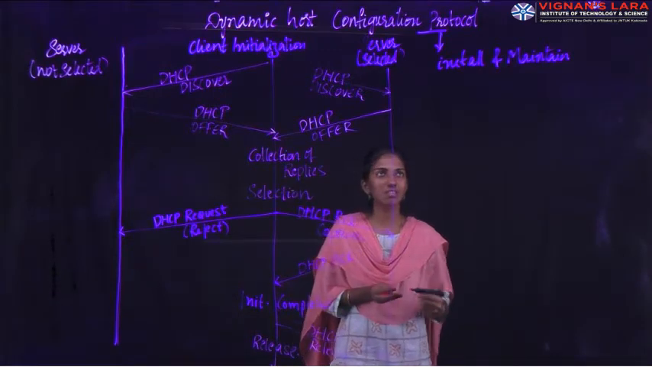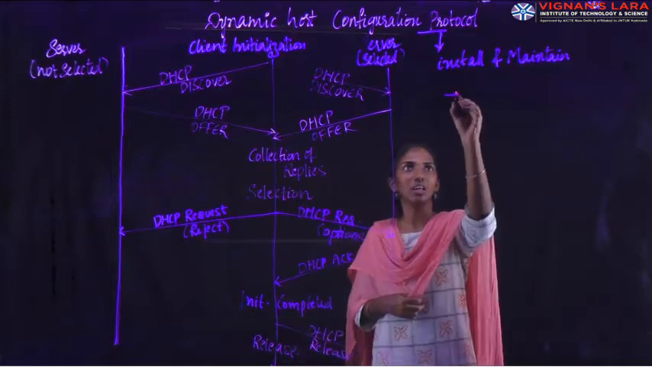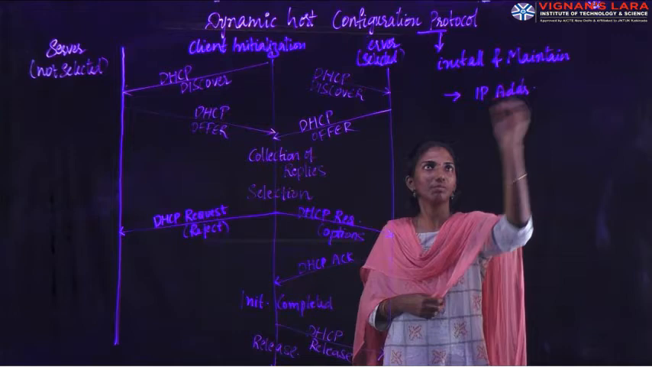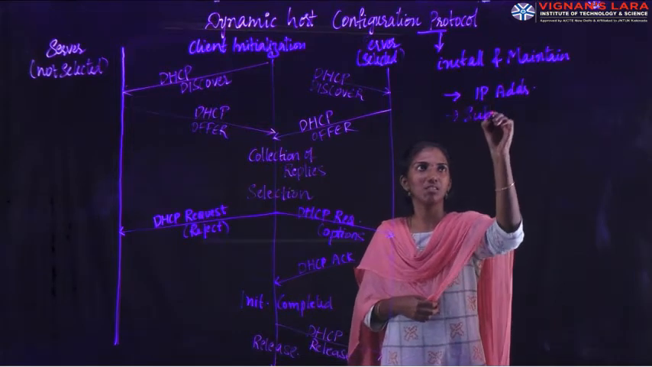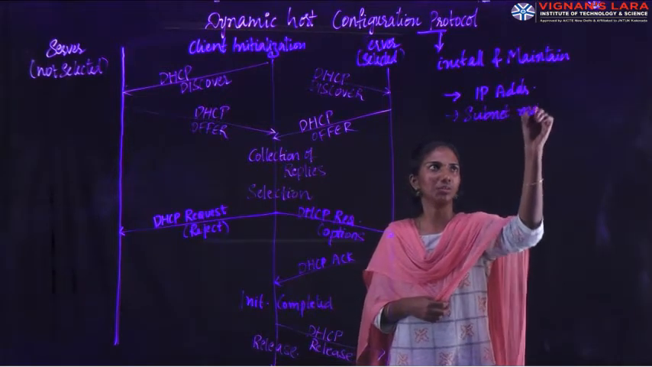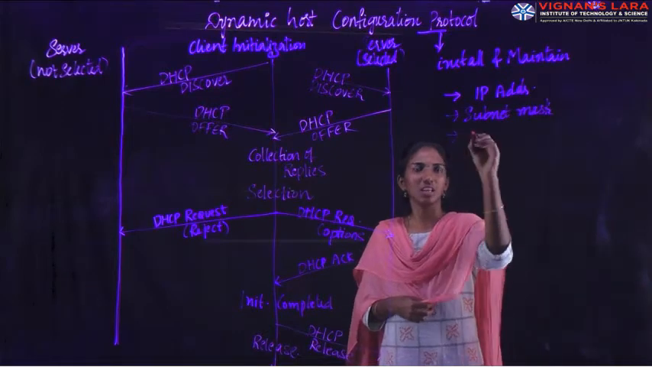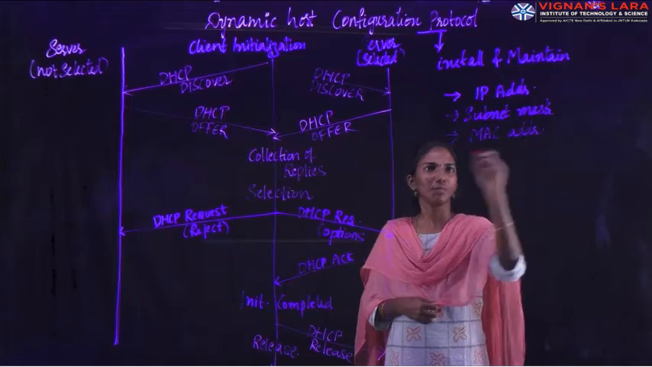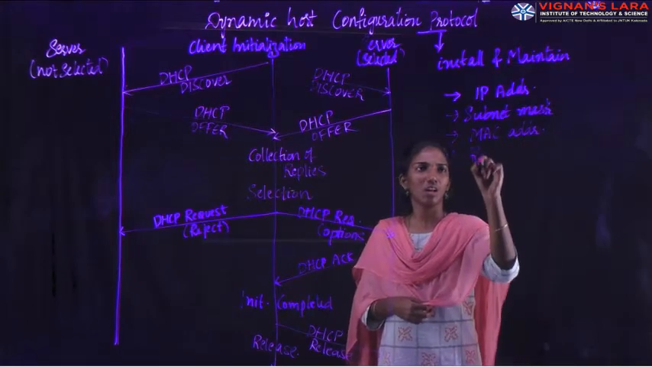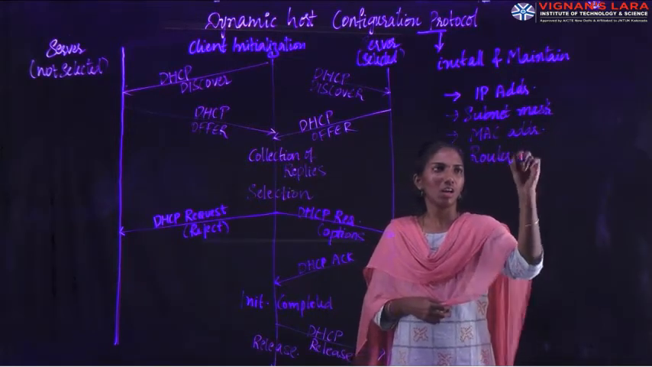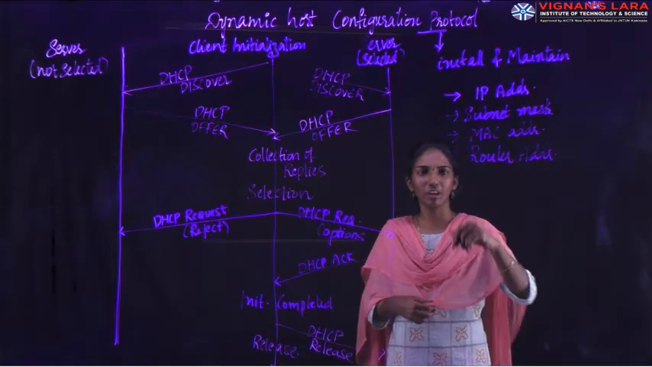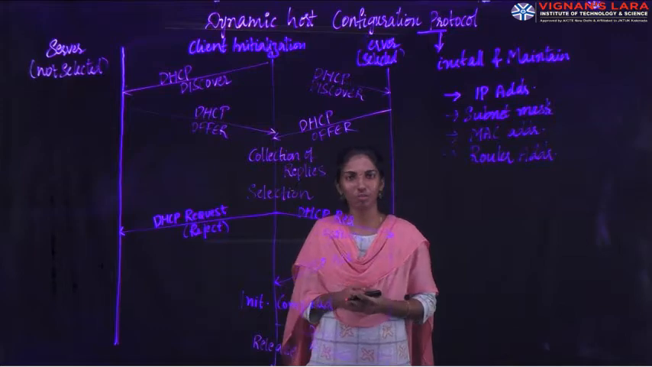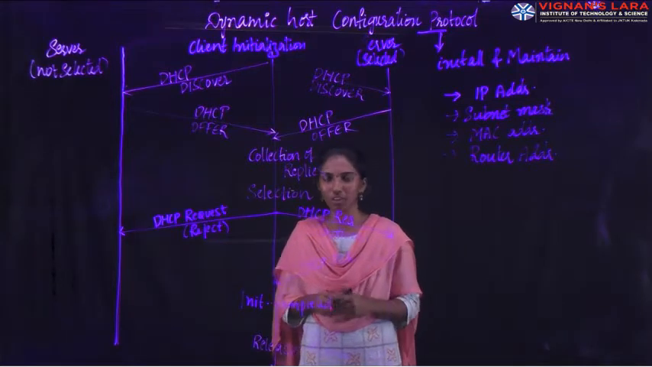So whenever a system is connected to the internet, it is going to take its IP address, next the subnet mask, the second thing is the MAC address, and the routing address, and whatever server options are eligible depending on its configuration. Okay, so let us now start with the concept.